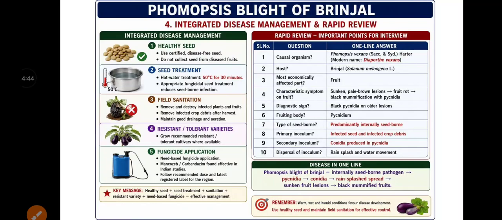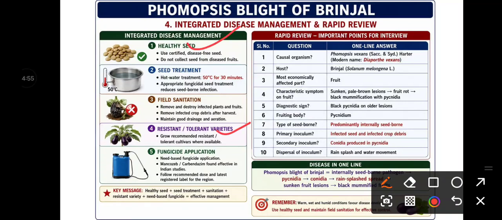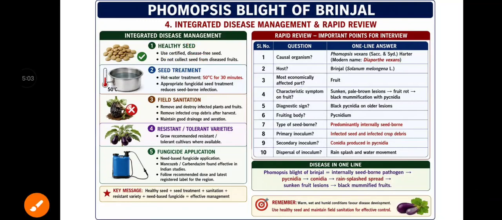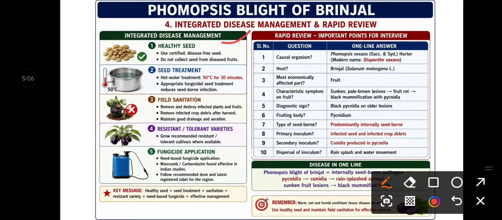How can we reduce that infected seed inoculum? By using healthy seeds, or we can also use a resistant variety. We can use certified disease-free seeds. Do not collect seed from diseased plants. This is the major one. Then we can use the resistant variety. Grow recommended resistant and tolerant cultivars wherever available.